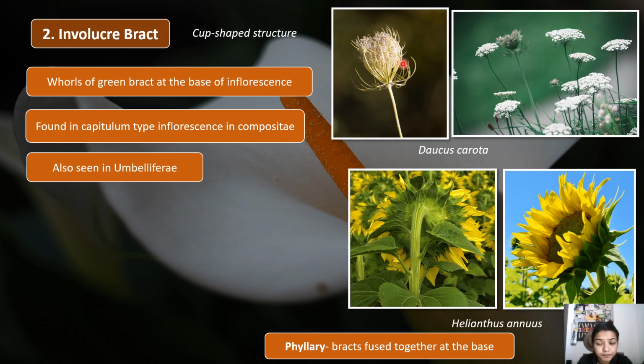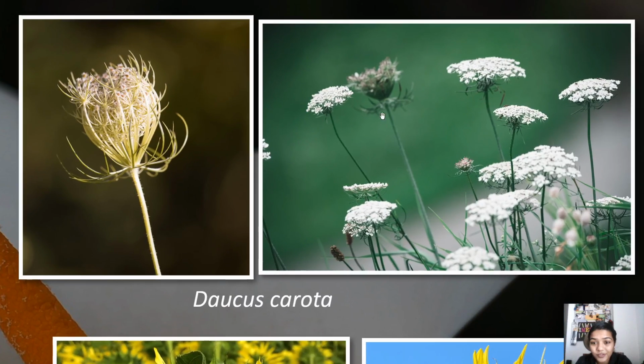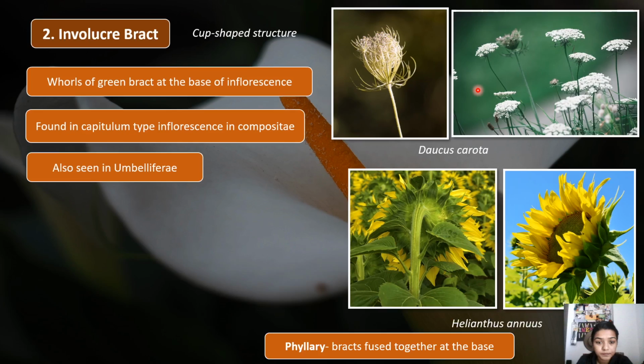Now this is the opened inflorescence, right. And okay, let me just zoom, and you can see that these are the bracts in the opened inflorescence. Open जो inflorescence है उसके नीचे आप इस तरीके से bract देख सकते हो. ये जो है ये involucre bract है जो एक inflorescence के नीचे present है, right.